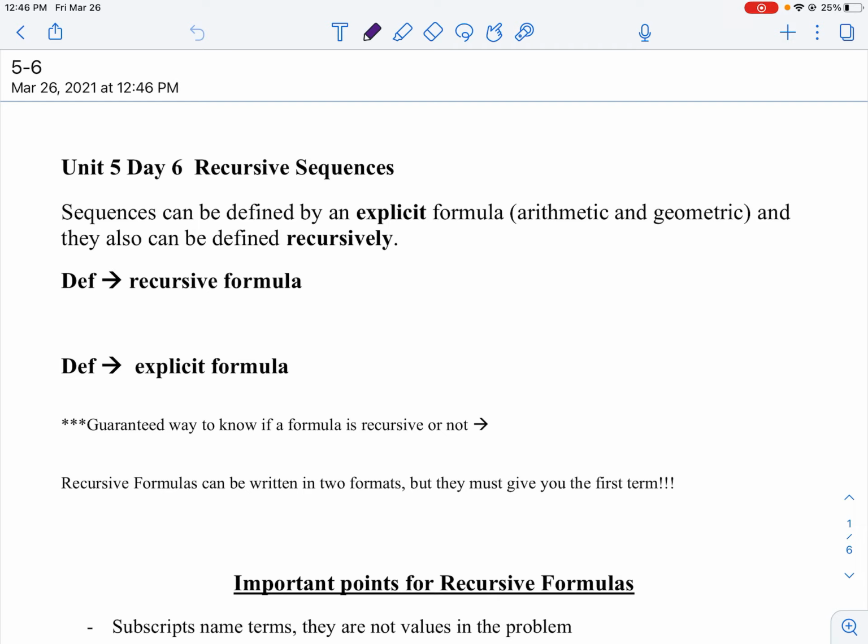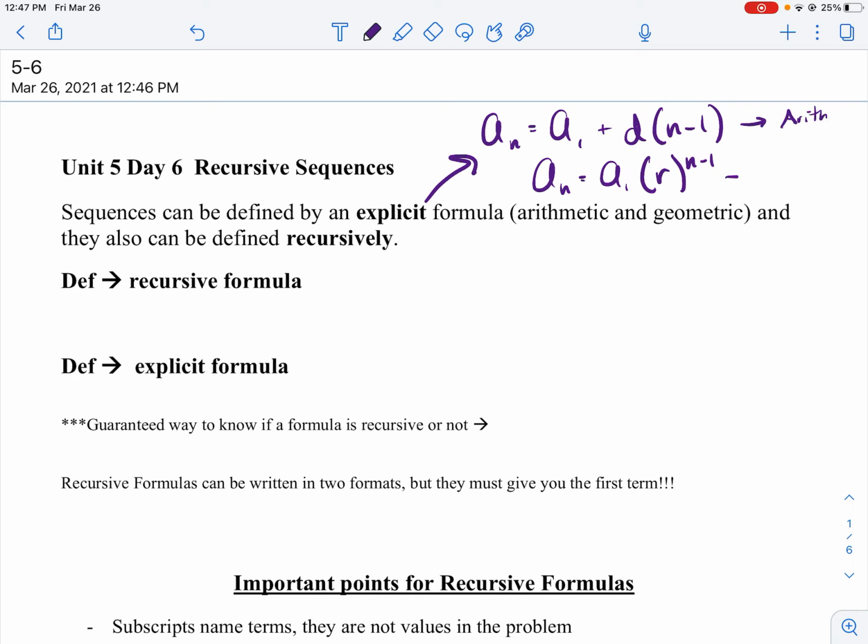Okay, so we're going to be still looking at arithmetic and geometric sequences, but we're going to be rewriting the formulas for these in a different manner. What we've been learning thus far is how to write it in the explicit form. So the explicit formula looks like this. A sub n is equal to a sub 1 plus d times n minus 1, or a sub n is equal to your first term times the ratio raised to the n minus 1. This is your arithmetic, and that is your geometric.